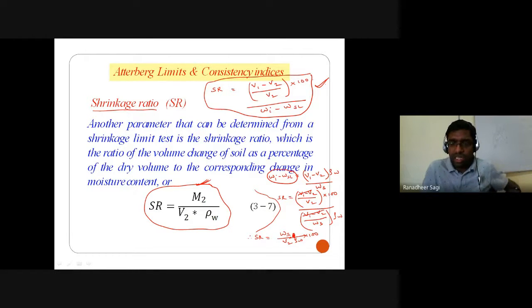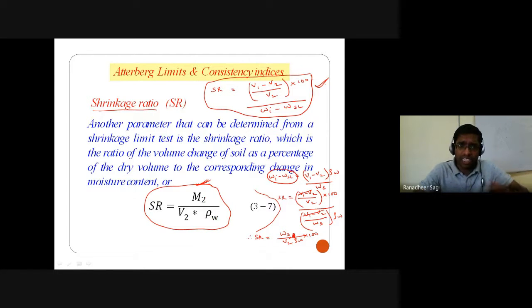What is Ws? It is nothing but the weight of the soil in dry state. Weight of the soil solids means it is the weight of the soil in dry state. So how much was the mass of the soil in dry state is what we have as M2. Okay. So shrinkage ratio is nothing but M2 by V2 into rho W. That is the final expression represented here.